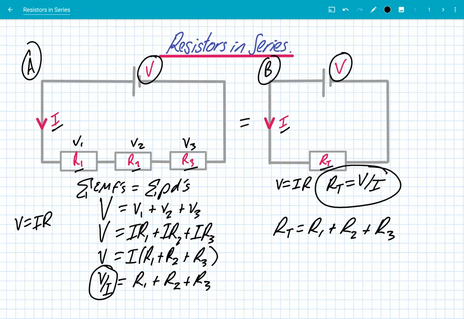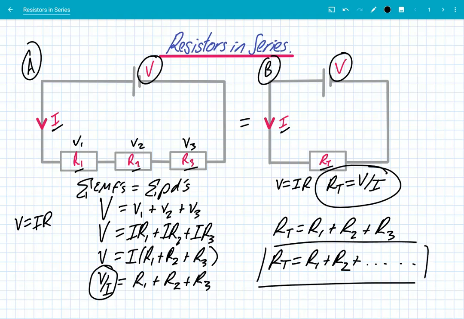We could have repeated this process for any number of resistors in series. So it's important to note that the general formula is RT is equal to R1 plus R2, and you just keep repeating and adding the number of resistors that you have in series with each other. And there we have it, that's the derivation.